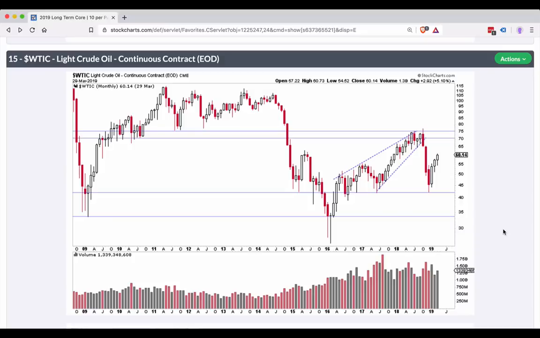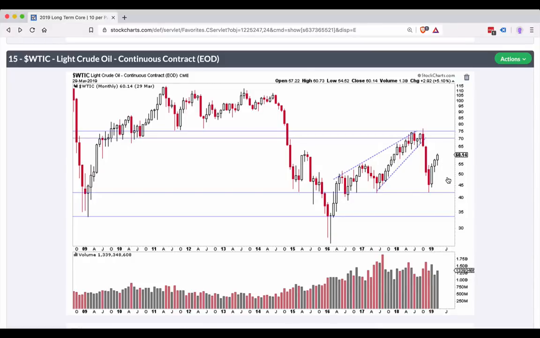So we have oil. And you can see oil here has very impressively just ripped to the upside. Now, it did have a very steep, sharp move lower. It traded from $75 all the way down to $41 in just 3 months. So it was a very, very sharp sell-off for crude. And now you can see we're retracing almost 50% of that move right now.